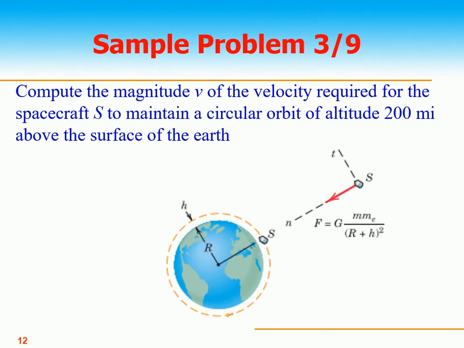Let's go for sample problem 3-9. Compute the magnitude of velocity V required for the spacecraft to maintain a circular orbit at an altitude of 200 miles above the surface of the Earth. So this H is 200 miles, and this is the satellite. This is the tangential direction and this is towards the normal direction.